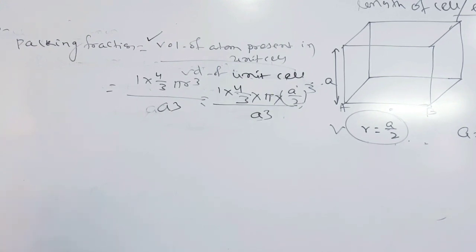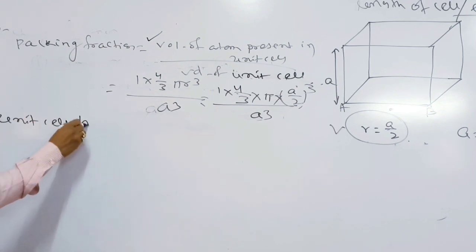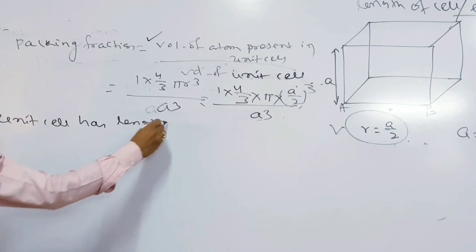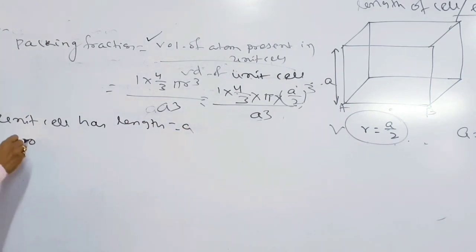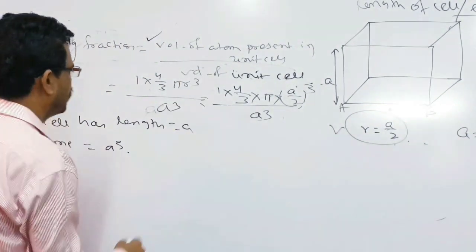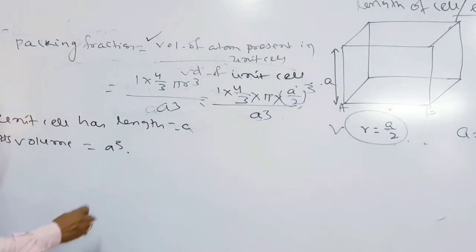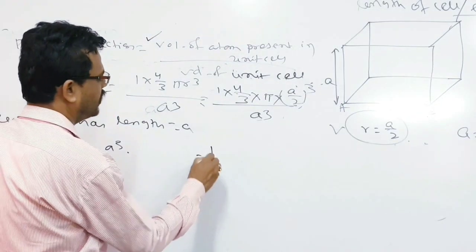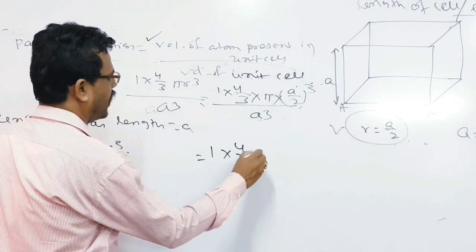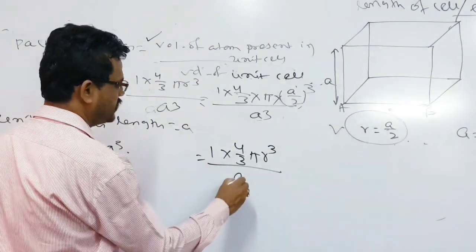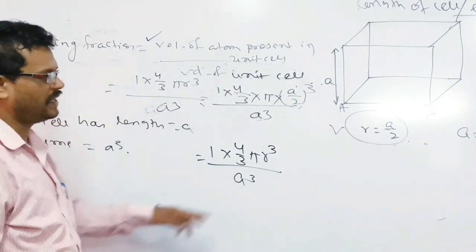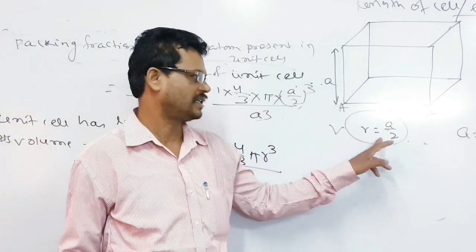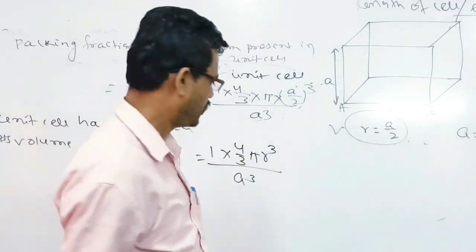Okay. So you see, this unit cell has a length equal to a. Therefore, its volume is a cube. Okay. So the volume of the unit cell is a cube. Similarly, the number of atoms present in a simple cubic structure is 1, so the volume is found to be 1 into 4 by 3 pi r cube. But we know that the radius and edge length have the relation: radius is equal to a by 2, since it is a simple cubic structure.